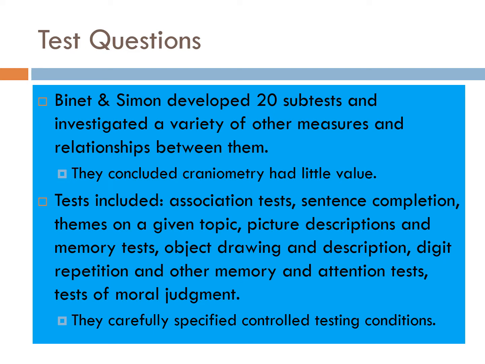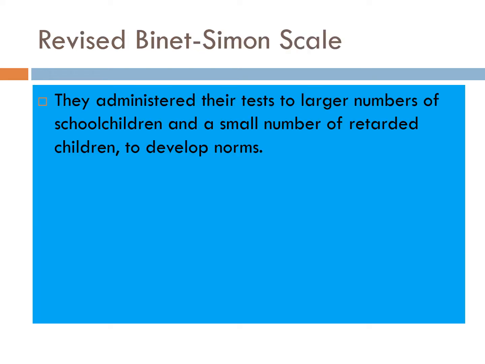The tests included things like association tests, sentence completion, themes on a given topic, picture descriptions and memory tests, object drawing and descriptions, digit repetition and other memory and attention tests, as well as tests of moral judgment, right? They carefully specified controlled testing conditions for each student. So Binet and Simon administered their test to a large number of school children and a small number of quote-unquote mentally handicapped children to develop norms, right?